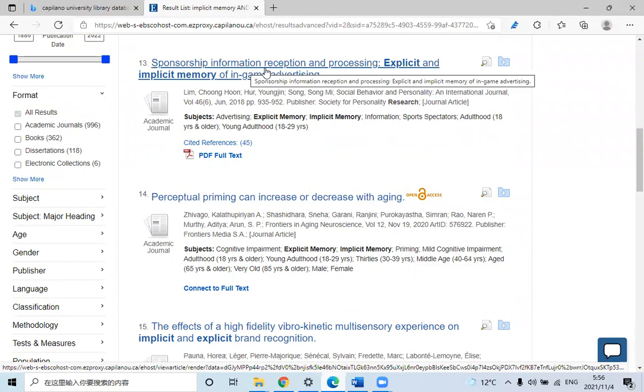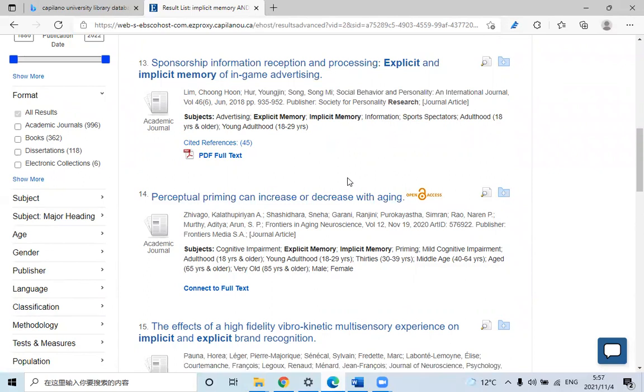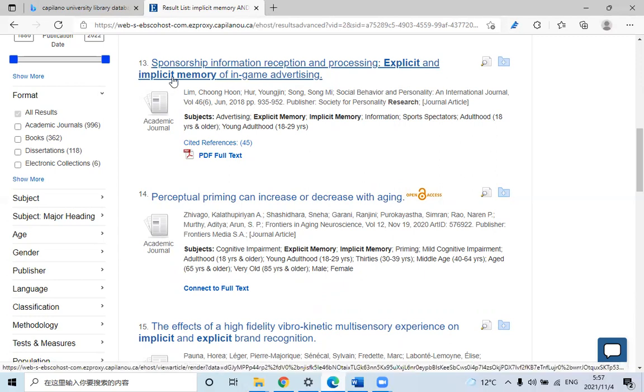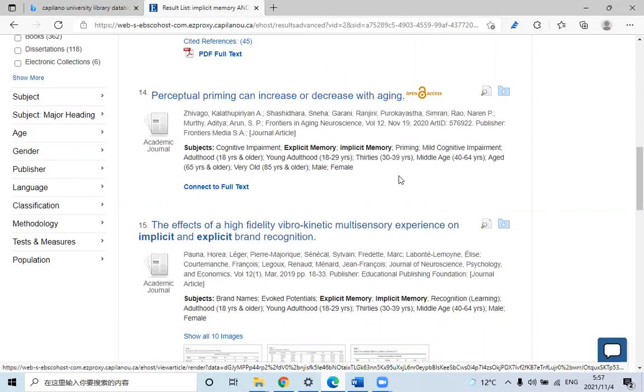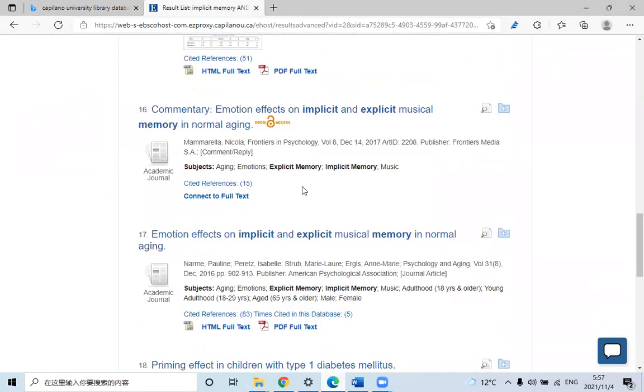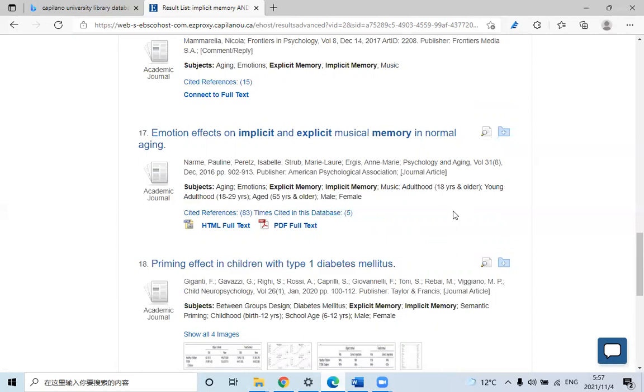Sponsorship information, reception and processing, explicit and implicit memory of in-game advertising. This is about computer games, about playing commercials to people who are playing computer games, and they study explicit and implicit memory. Seems to be a lot of applied research about implicit and explicit memory. Perceptual priming can increase or decrease with aging. That's about aging. Yeah, quite some research about implicit and explicit memory in the context of aging. Seems that people of different ages have different capacities in implicit versus explicit memory.